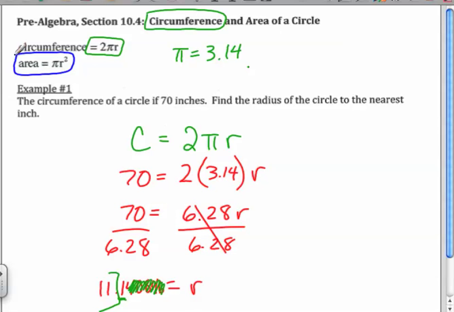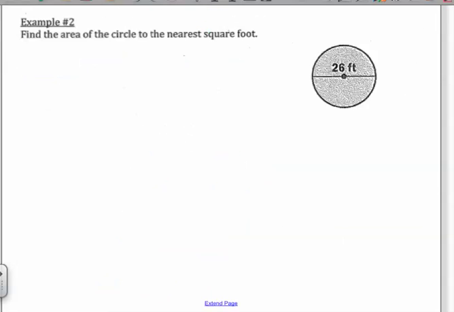Yes? So that should help us with this formula. 2 pi r, that doesn't have a square in it, so that must be the circumference. Okay? The area is equal to pi r squared. When we look at this one, it says find the area of the circle to the nearest foot.